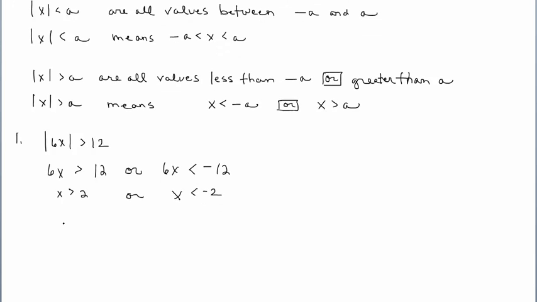Alright, so the instructions are to sketch our solution on a number line. So we have negative 2 and 2. x has got to be greater than 2, and x has got to be less than negative 2. So you kind of have one branch going on either side. Okay.